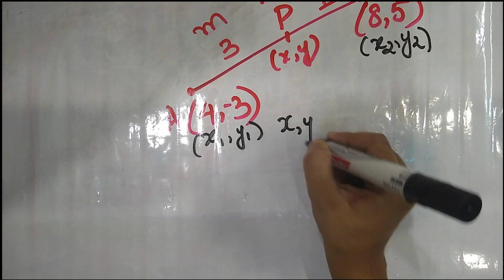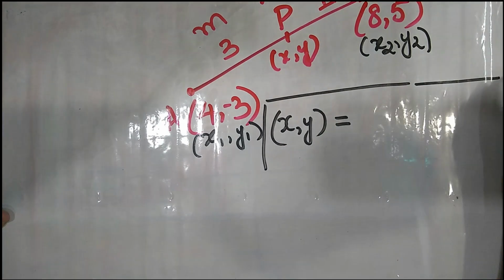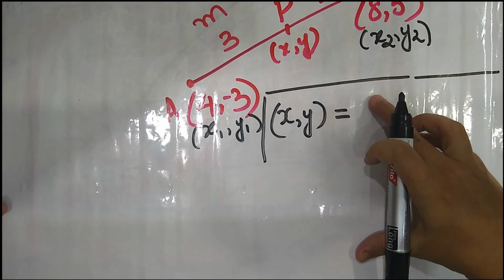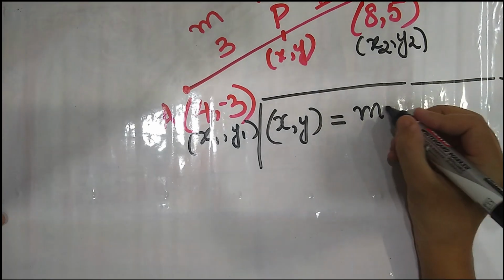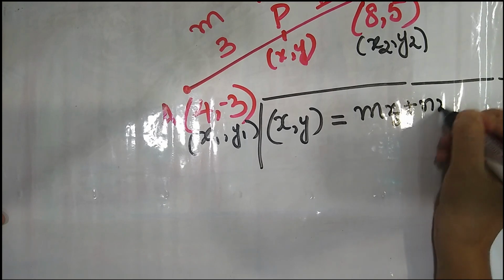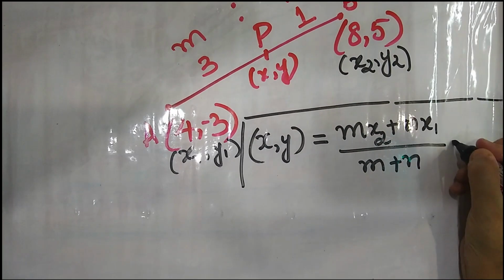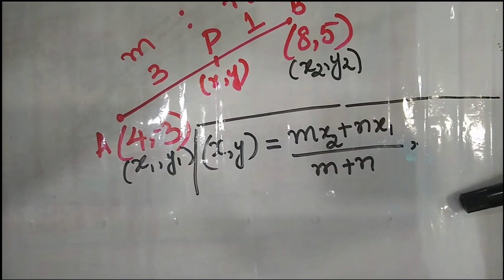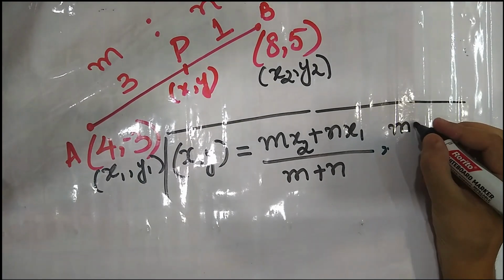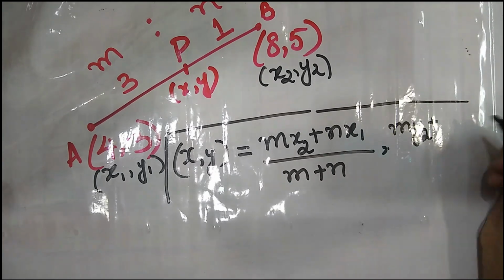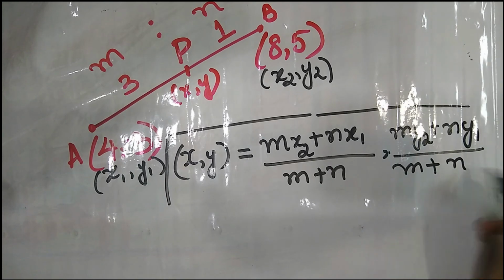So according to the formula, x, y is equal to, let me just divide this section. This is where we are solving this question. So x, y is equal to, we're writing the formula, mx2 plus nx1 divided by m plus n for the x coordinate, and for the y coordinate it is my2 plus ny1 divided by m plus n.